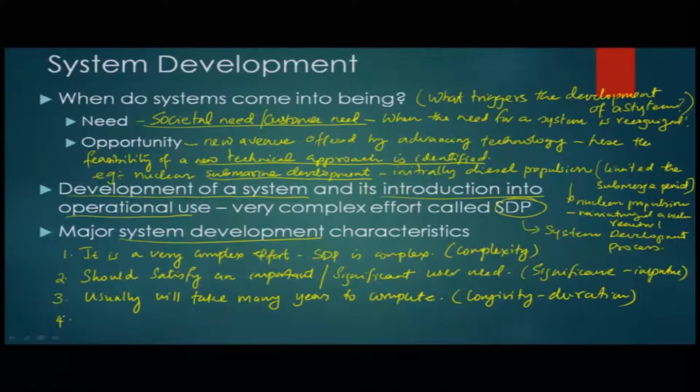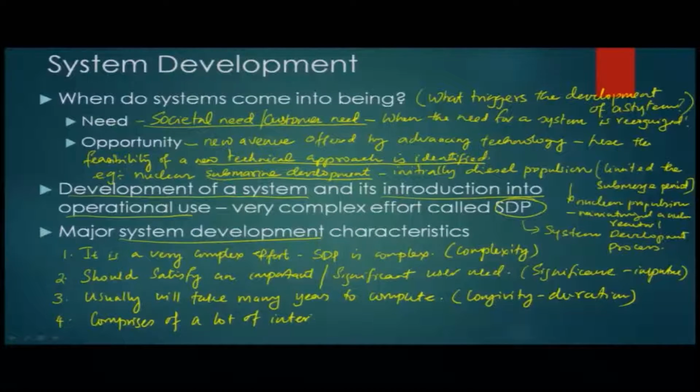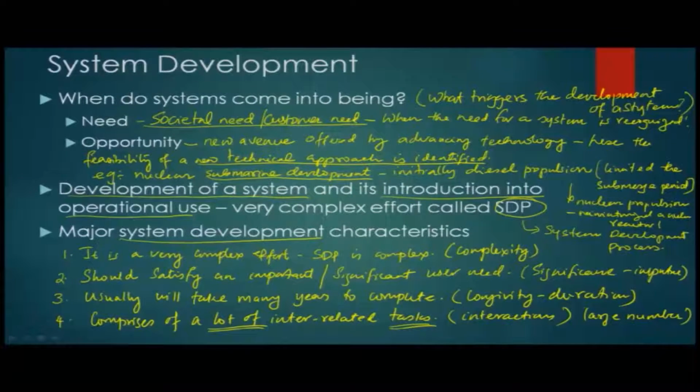If we talk about the fourth aspect, the system development process comprises a lot of interrelated tasks. So what we are saying here is that we have a lot of interrelated tasks, or what we can call interactions. So there are so many interactions or interrelations that happen between different tasks associated with the system development. So the tasks are quite a large number. So a large number of interrelated tasks is what we talk about here.